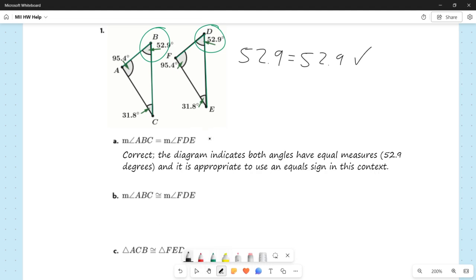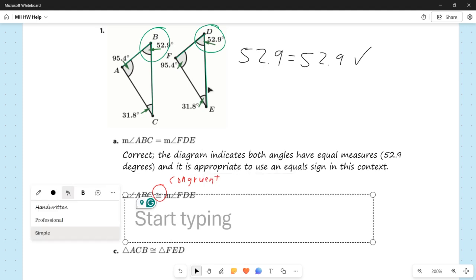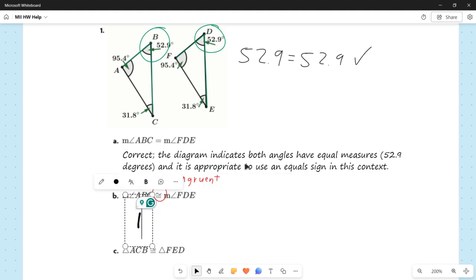Part B. Part B says that the measure of angle ABC, so it's the same angle, is congruent to the measure of angle FDE. So, as a reminder, this symbol here means congruent. We'll be seeing that symbol a lot, so it's very important that we can recognize that. And this statement is, drum roll, incorrect.